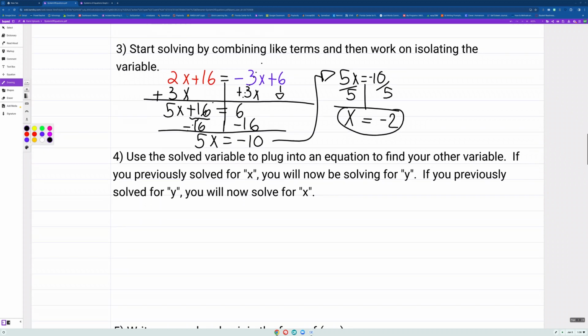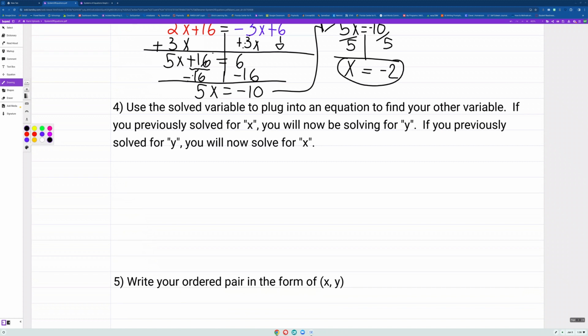So because x equals negative 2, I'm just going to go ahead and pick if I want to work with the blue equation or the red one. I really don't like working with those negative numbers, so I'm going to avoid it as much as I can, and I'm going to work with my red equation where we said y is equal to 2x plus 16. Okay, but in this case, I know that x equals negative 2.